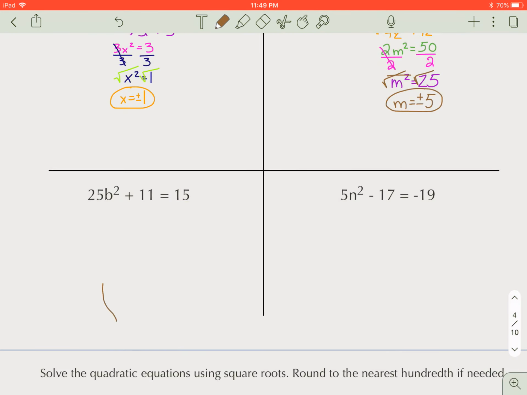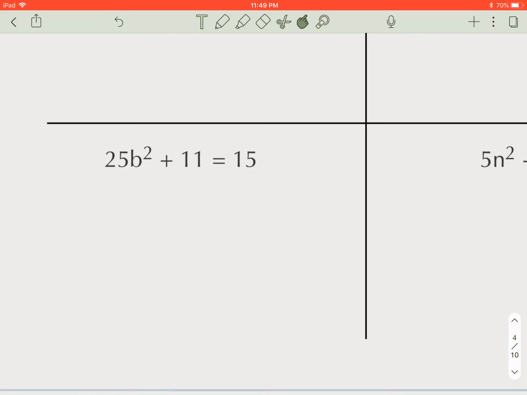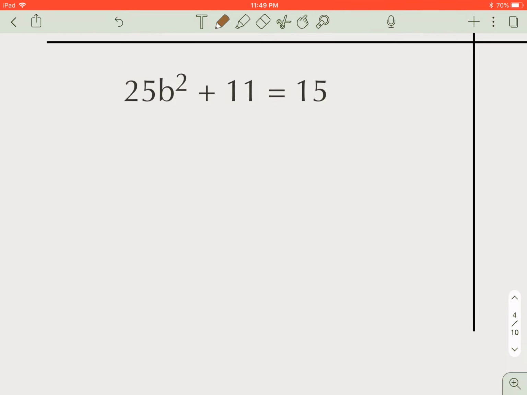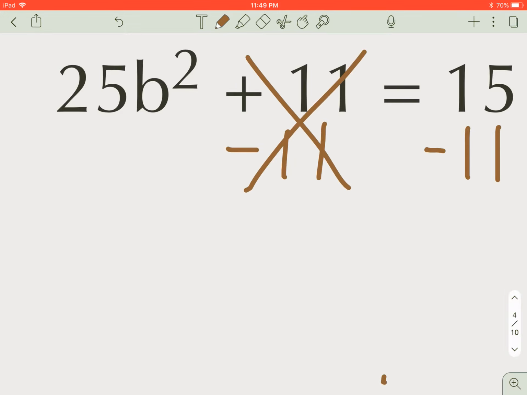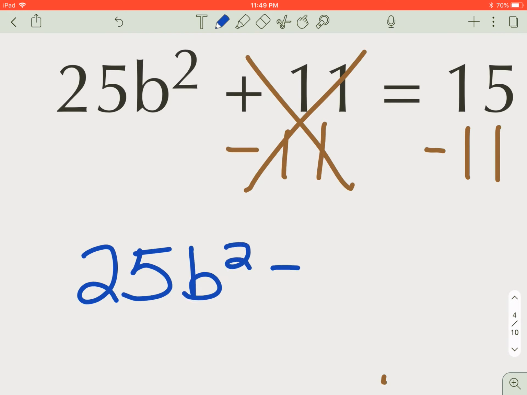Let's just zoom in on that one, possibly. So I have to undo what's being done in my problem here. So I would start off by subtracting 11. Zoom in a little bit more, sorry guys. Minus 11 and minus 11. My 11s would cancel out. That would leave me with 25b squared equals 4.